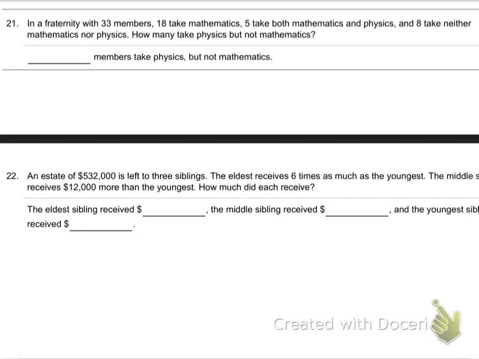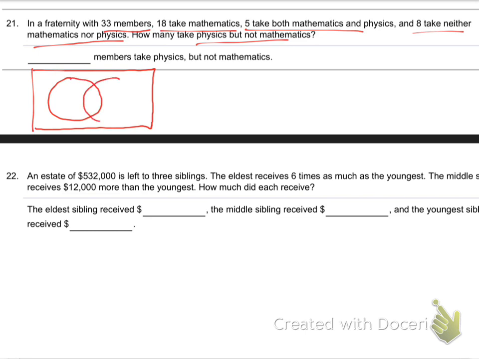Okay, so number 21. A fraternity has 33 members, 18 take math, 5 take math and physics, 8 take neither math nor physics. How many take physics but not math? So we need a Venn diagram. So we're going to have math and physics. Okay.